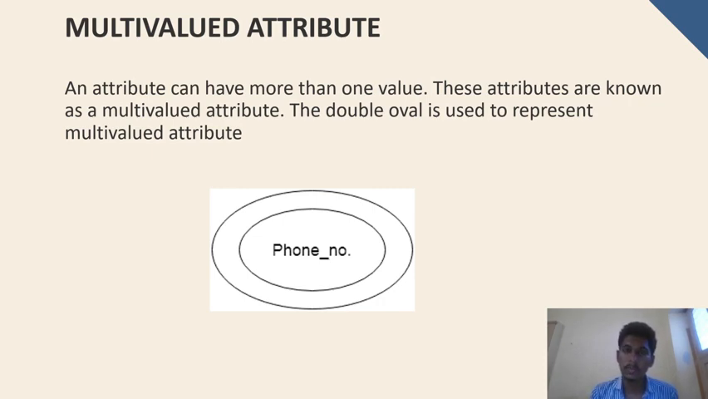Multi-valued attribute. In real life we may have more than one phone number. So how do we represent that? It is by using the multi-valued attribute, an attribute which can have more than one value. For example, a phone number, we may have two or three phone numbers. So this can be represented using double ellipses.